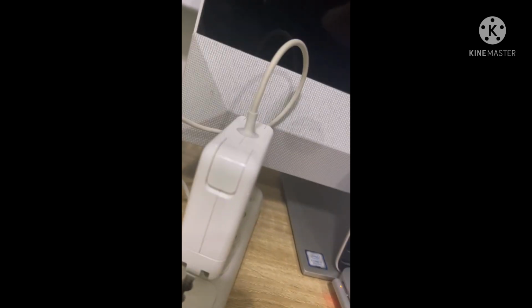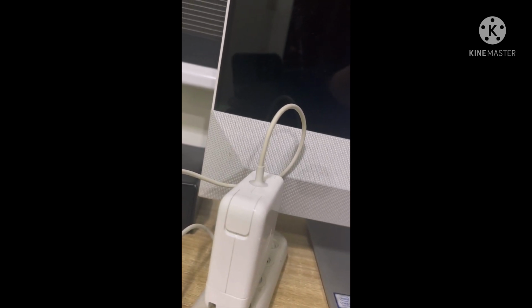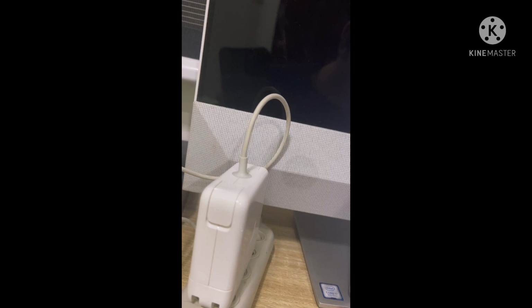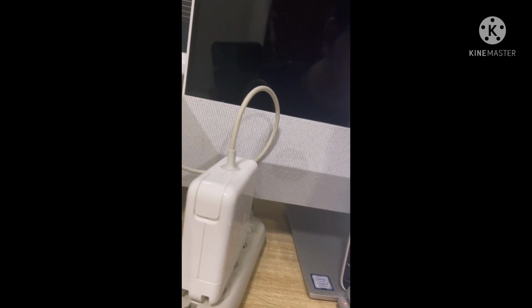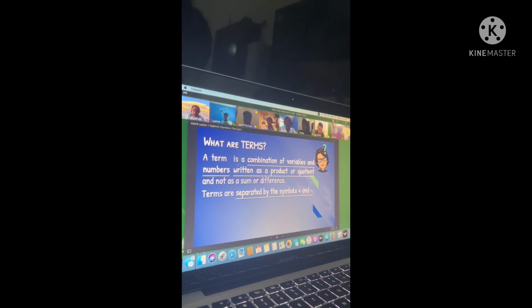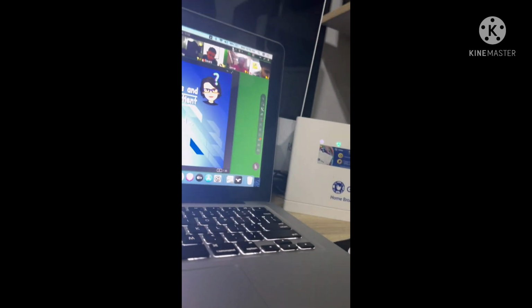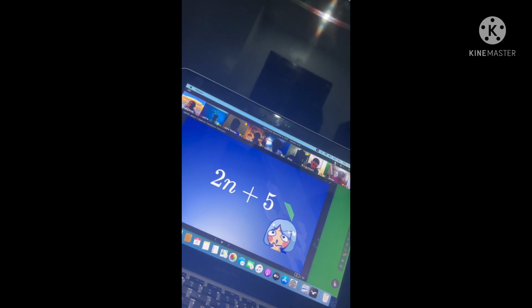Term is? A term is a combination of variables and numbers written as a product or quotient and not a sum or difference. Okay, thank you. So, a term is a combination of variable and numbers or constant. So, magkasama na sila. Terms are separated by the symbols plus and minus. A term has two coefficients, the literal and the numerical. So, mamaya natin pag-aaralan yan.